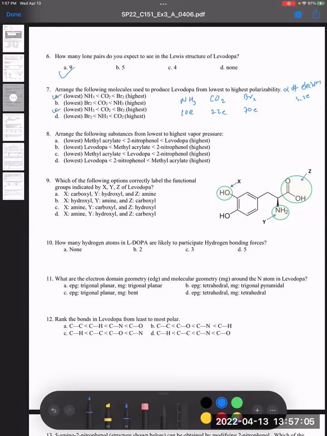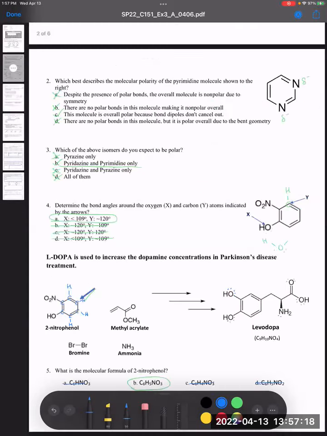And the next question: arrange the following substances from lowest to highest vapor pressure. So we need to go back to the previous page now. Methyl acrylate, 2-nitrophenol, and levodopa. Let's see. Methyl acrylate is the smallest molecule. It is a polar molecule, but it is not capable of hydrogen bonding. But both 2-nitrophenol and levodopa are capable of hydrogen bonding, and they are huge molecules with more polar sides.